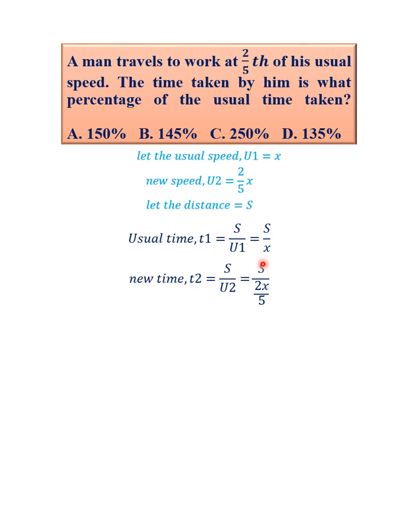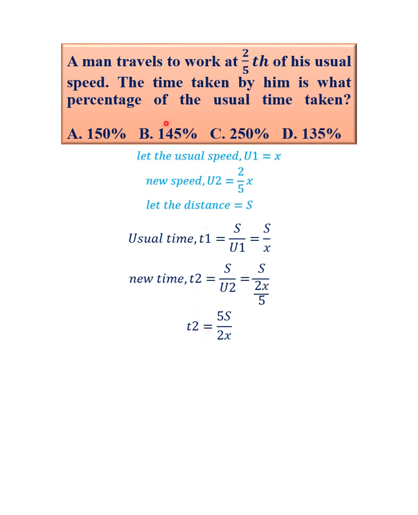Now we have a number divided by a fraction. And in mathematics, when you have a number divided by a fraction, the denominator of the fraction multiplies that number and everything is divided by the numerator of the fraction. What I mean is that t2 automatically becomes 5, the denominator, multiplying the number s, 5s, and everything is over the numerator, 2x. S divided by 2x over 5 will give us 5s all over 2x. So this is the new time, t2.